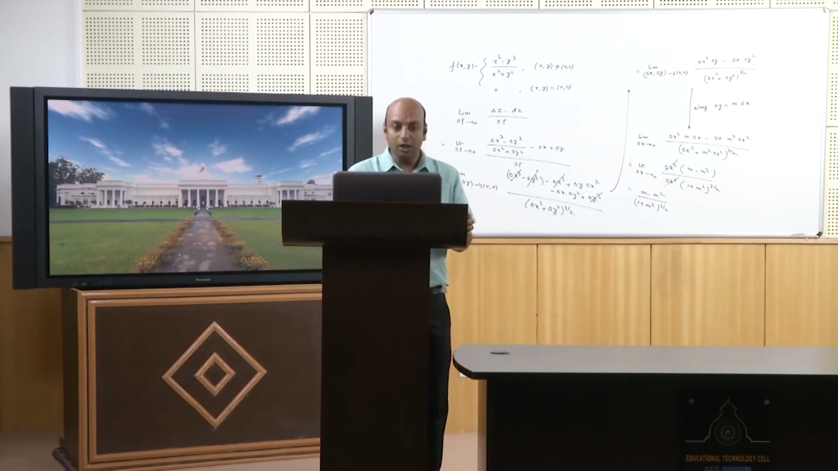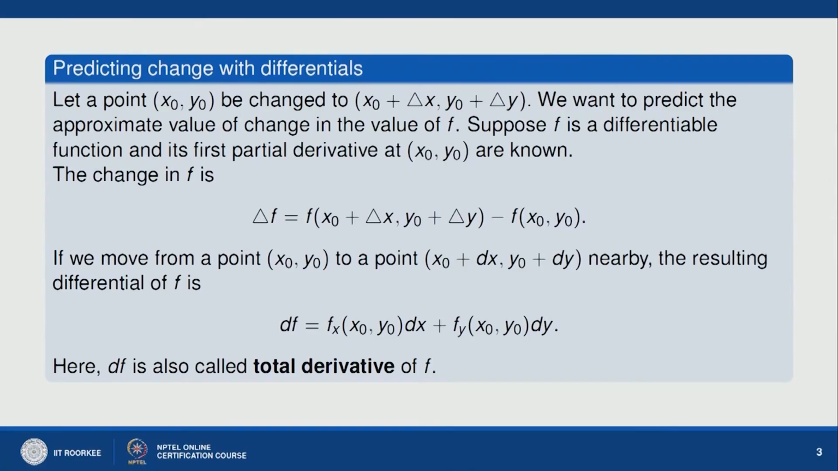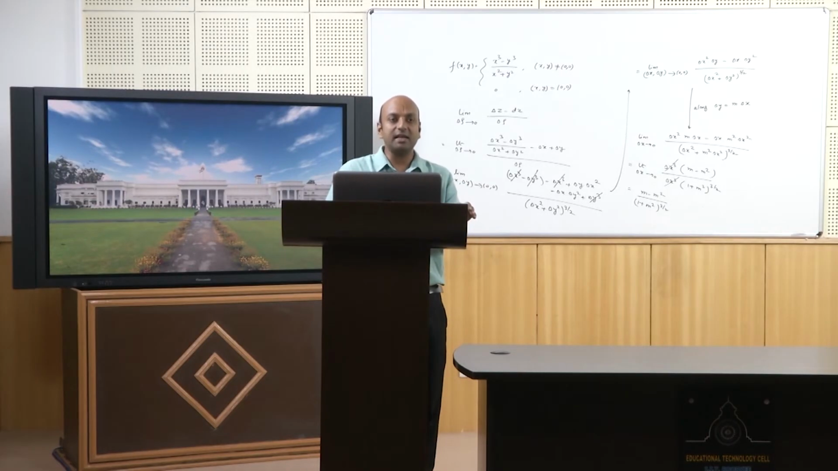Okay. Now, let us see some more properties of differentiability. Now, let a point (x naught, y naught) be changed to (x naught plus delta x, y naught plus delta y). We want to predict the approximate value of the change in the value of f. Okay. X, y is changing from (x naught, y naught) to (x naught plus delta x, y naught plus delta y).